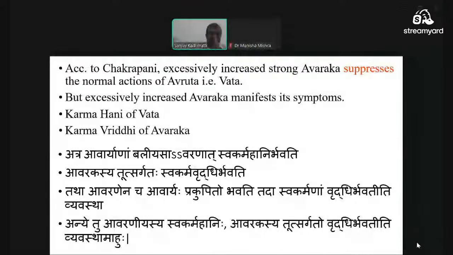तथा आवरणेन च आवर्यः प्रकोपितो भवति तदा स्वकर्मणां वृद्धि भवति इति व्यवस्था. आवरणेन च आवर्यः प्रकोपितो भवति. See, avaranena, avarya means avaraka is prakopita than the avarya. That is why swakarma vriddhi, avaraka symptoms are seen. Anyetu avaraniyasya swakarma hani, same thing. And avarakasatu utsargato vriddhi.